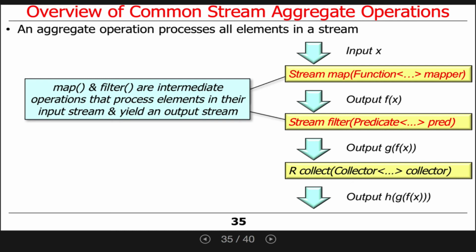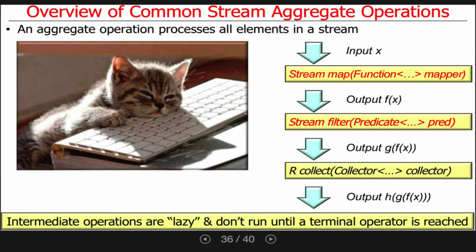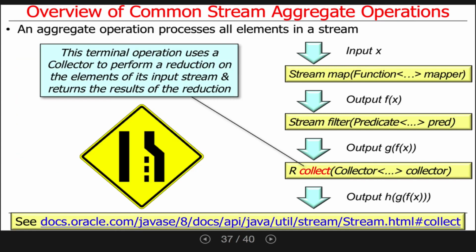Map and filter are these intermediate operations that process the elements in their input stream and yield an output stream. Again, that's logically speaking. The way things actually work under the hood isn't quite that way. I'll show you that later. So the way to think about intermediate operations is they're lazy. They don't do anything until they're actually forced to. And they're forced to when a terminal operation is hit. So when we hit a terminal operation, that's when the work actually gets done. And I'll talk more about that in a second.